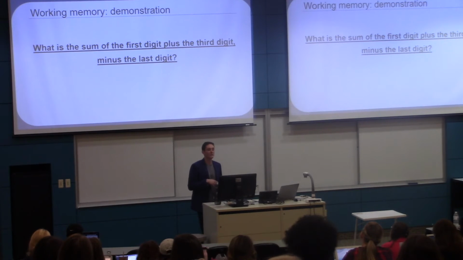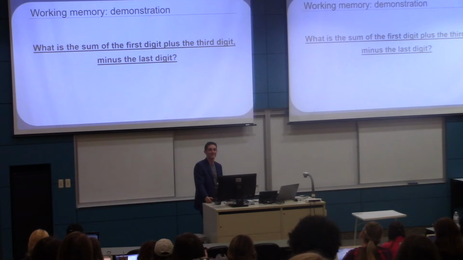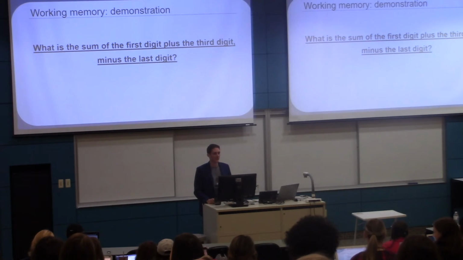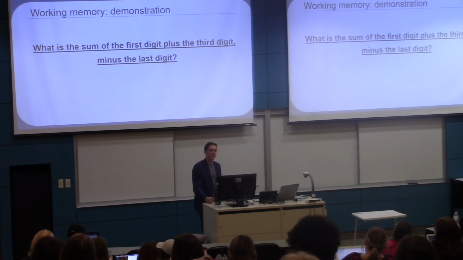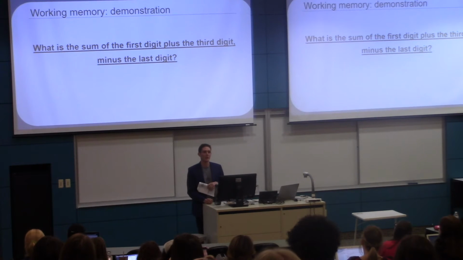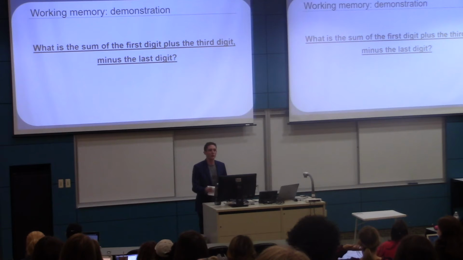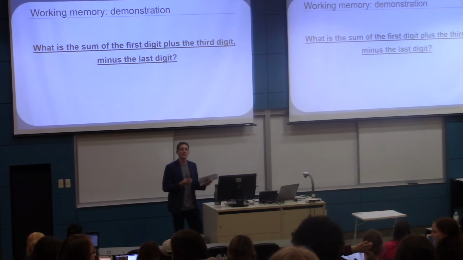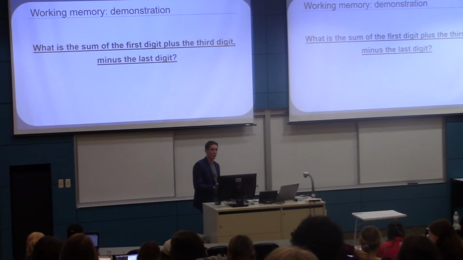All right, what was the sum of the first digit plus the third digit minus the last digit? Really difficult, right? So it would be 5 plus 1 is 6, minus the last digit, which is 2, would be equal to 4. Right? And so you can imagine that's really hard to do. That's one of the tasks that we would actually use to measure working memory.